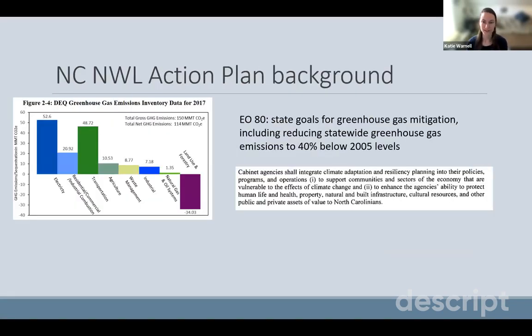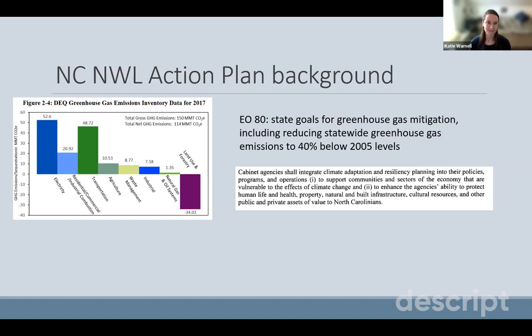So over the past few years, there's been increasing interest in North Carolina in our natural working lands, particularly as a carbon sink. The chart here shows the greenhouse gas emissions inventory for the state for 2017. There was actually just recently an updated version released of that inventory, but it shows something very similar, which is that that purple column there, which is land use and forestry, is really the carbon sink that our natural and working lands provide. So it offsets about 25% of the gross emissions in the state for 2017.